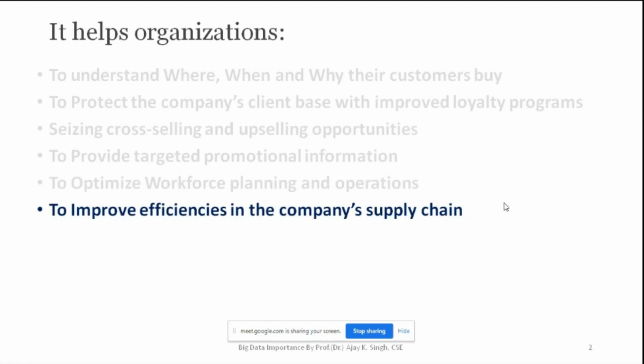Next, to improve the efficiency in a company's supply chain. So supply chain is very, very important. Have you heard about this supply chain? Not heard? So supply chain is nothing but, if some product is coming from a market, from some industry, then from there till it is consumed by the customer, that is all about your supply chain. The entire chain is there, starting from the manufacturer till it is consumed by the customer. So that is what is called supply chain.